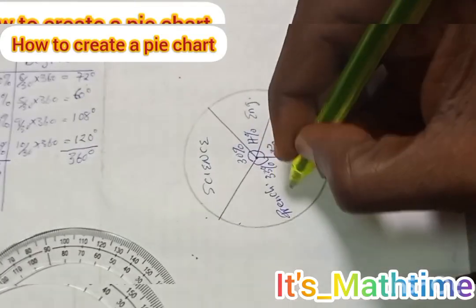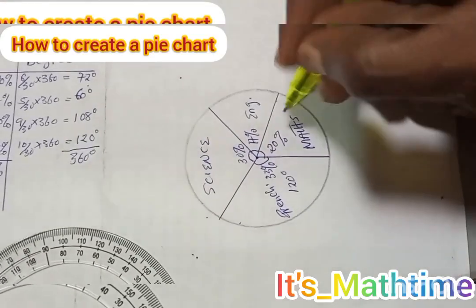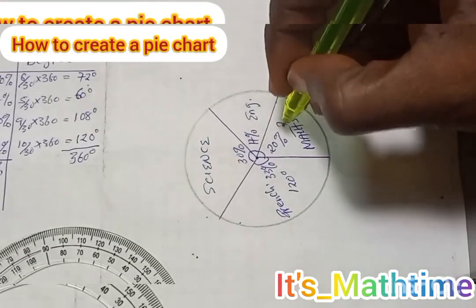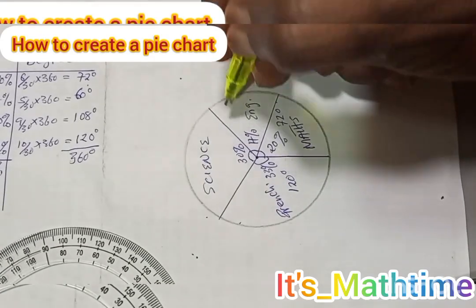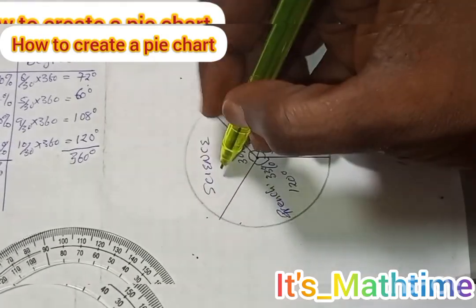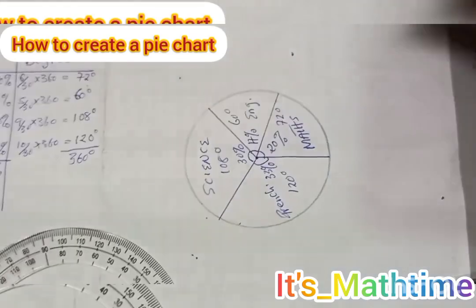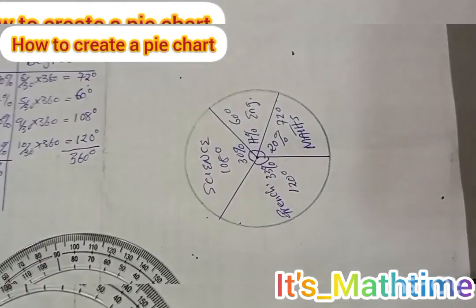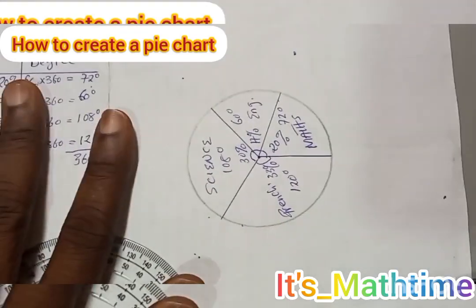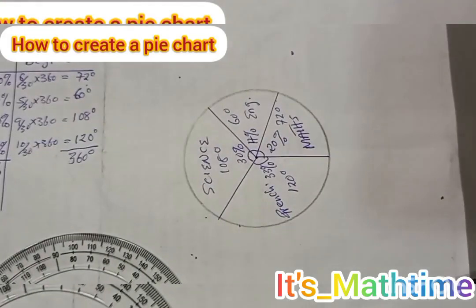Now this one is 120 degrees. This one is 72 degrees. This one is 60 degrees. This one is 108 degrees. Okay, so whichever one you are asked to, know how to calculate it and then put it straight. Is that okay?